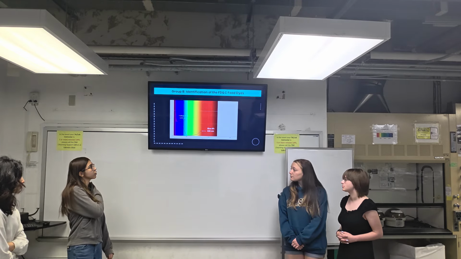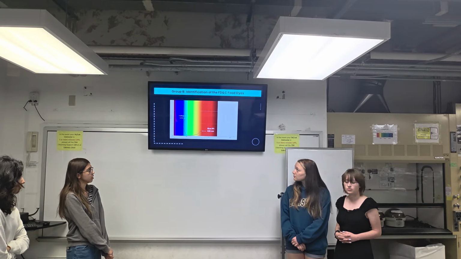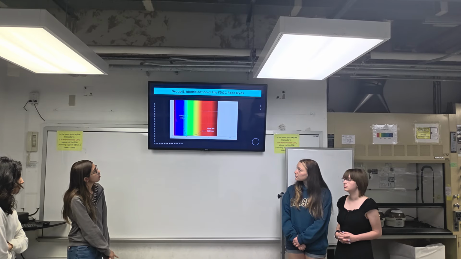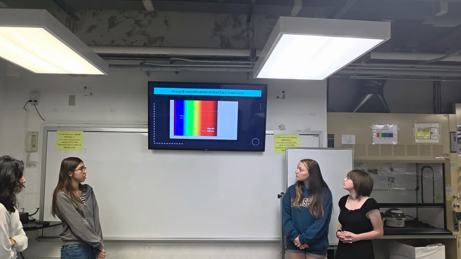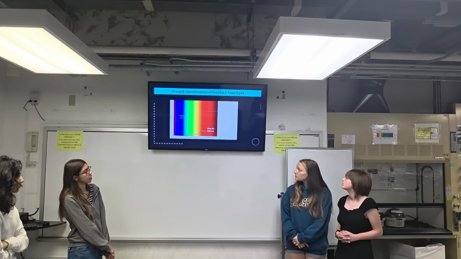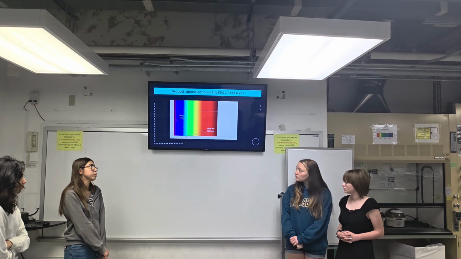Okay, for the conclusion, we found that our unknown substance had yellow dye number 5, which was 425 nanometers. And then we also found blue dye number 1, which was 630 nanometers.